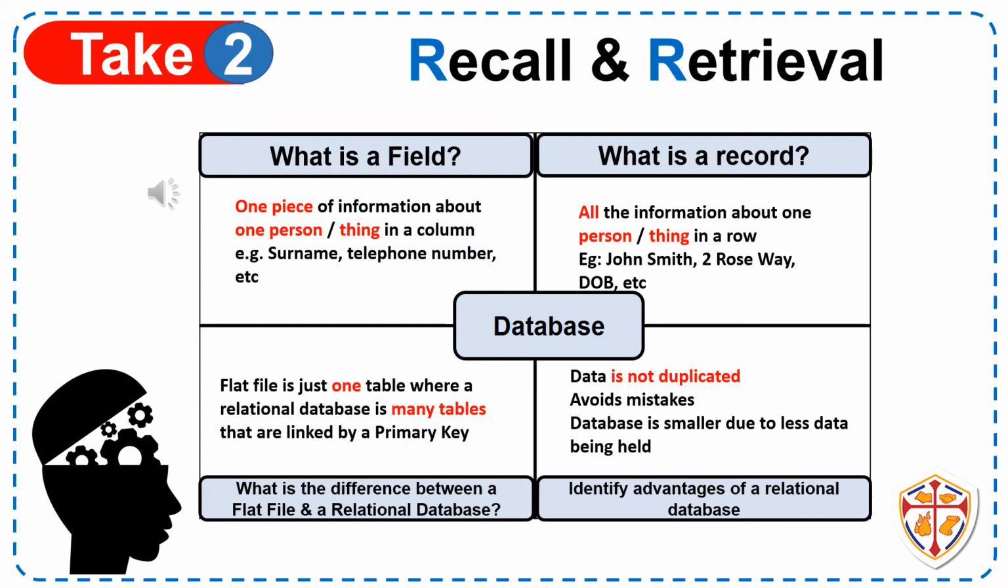So what is a record? A record is all the information about one person or thing in a row. For example, John Smith, their address 2 Rose Way, their date of birth, etc. Another example may be about the cars, and the record may be a Peugeot, the model 3008, the colour black, etc.